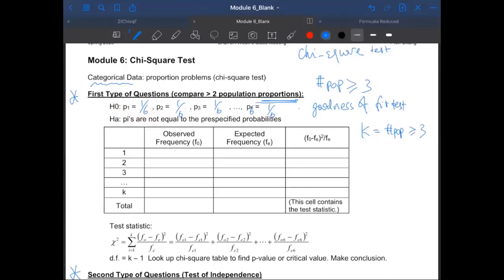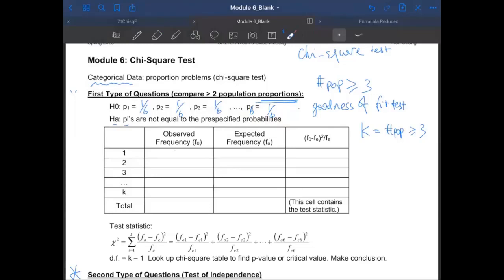You probably remember the null hypothesis, right? This is going to be our null hypothesis. The alternative is that the Pi's are not equal to the pre-specified probabilities. For this particular example, that's going to be 1/6, so they are not equal to 1/6. If you watch the video, you probably remember.